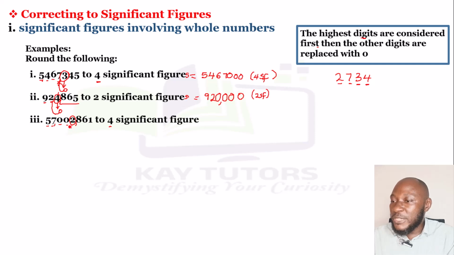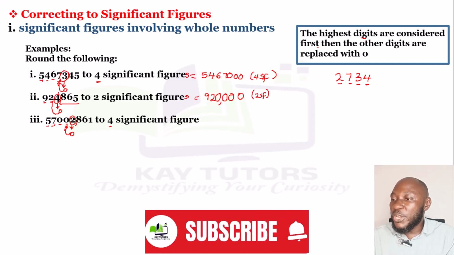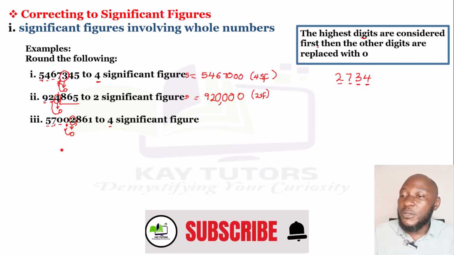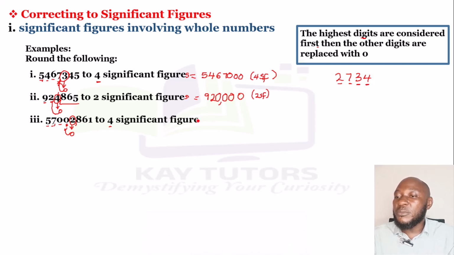I'll round 2 down. Since I'm rounding 2 down, this will be 0. I add my 0 to this 0. This is unchanged. Whenever you add 0 to any number, the 0 remains unchanged. Okay, so I'm rounding to the nearest 4 significant figures, and that will give me 5, 7, 0, 0. How many numbers do I have there? I have 4 digits. I'll replace the digits with zeros.